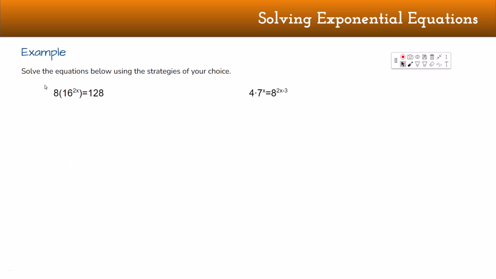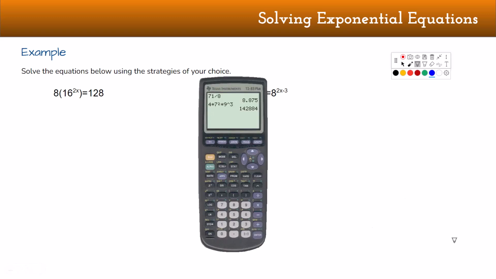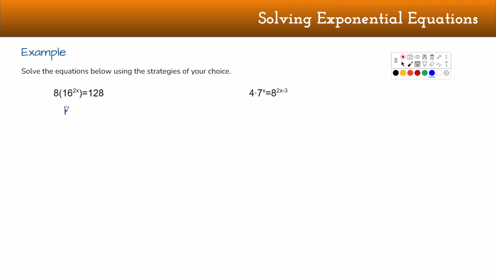So in this, it says solve the equations below using the strategies of your choice. Well, let's give this a go. The first thing here, let's see if 8 divides into 128 evenly. So we are going to try to see if it works. Oh, we got 16, so it does. It was lovely. This one is 16 to the 2x, dividing both sides by 8. It gave 16 on this side.